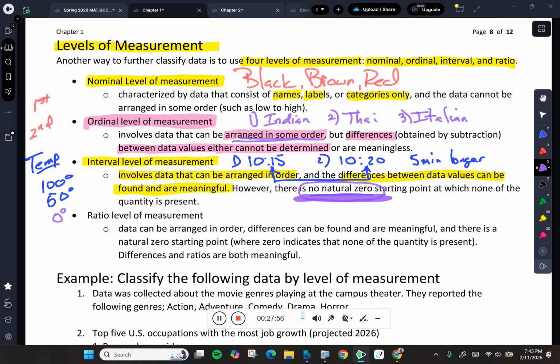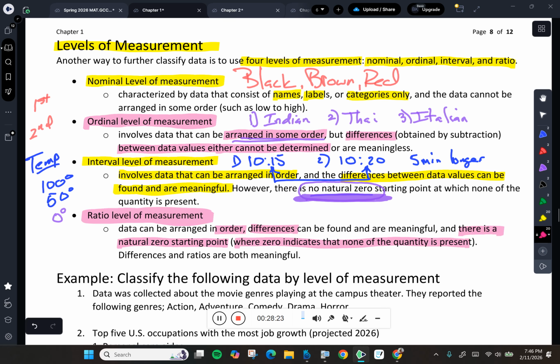Time doesn't work like that. The year doesn't work like that. What was year 0? Does that mean we didn't have time back then? It's weird, but it's a hard one to wrap your brain around. But the biggest thing is to look for 0. Right? Ratio level of measurement. Now this is the highest level of measurement. This is data that can be ordered, differences mattered, and there is a natural 0. That means 0 means nothing.